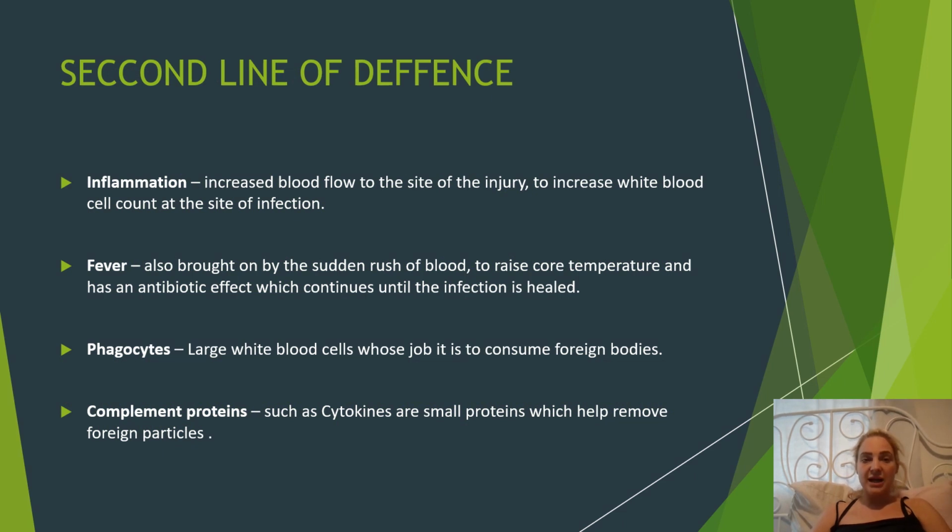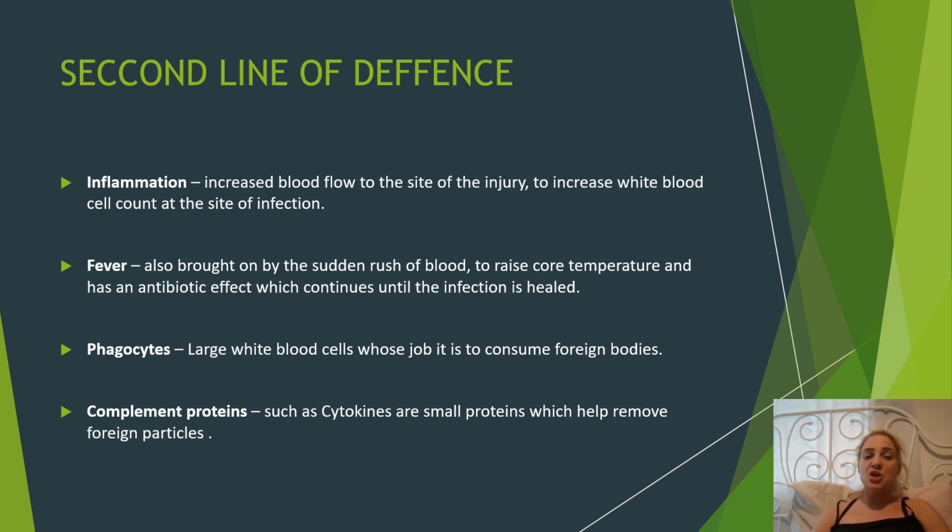The second line of defence. Inflammation. This is an increased blood flow to the site of the injury, to increase white blood cell count at the site of infection. Fever. This is brought on by a sudden rush of blood. It raises the core temperature and encourages the body to use an antibiotic effect and will continue to fight the infection until it is healed.